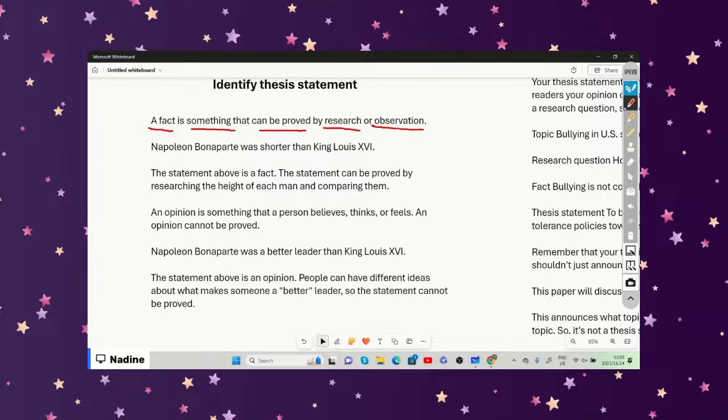So once again, a fact is something that can be proven by research. It can be proven by observation, and that is a fact. If you are going to say something and you refer back to an article, you refer back to a date, you refer back to something where authors, writers or researchers have dated stuff, researched stuff, observed stuff, then that is a fact.